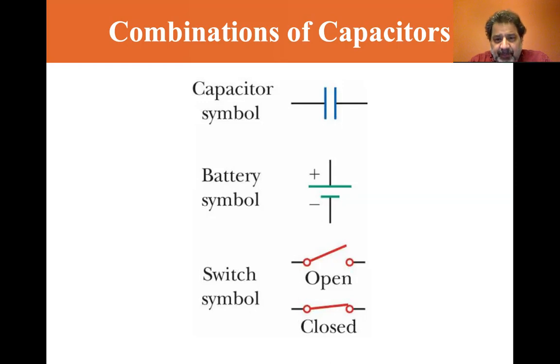Then we have a battery. The battery is two parallel lines, but one is long and one is short. The long one is the positive terminal of the battery, and the short one is the negative terminal of the battery. And then finally, we have a switch. The top there shows the switch open, and the bottom shows the switch closed. We saw these diagrams in the little simulation that I showed you earlier. So these are some of the fundamental symbols that we're going to use at this time.